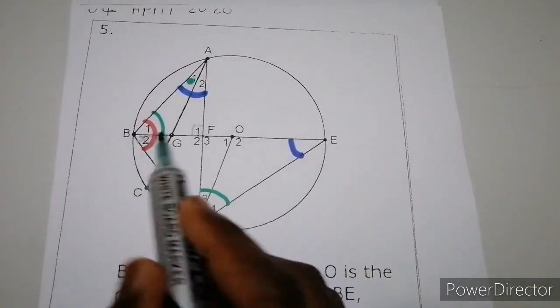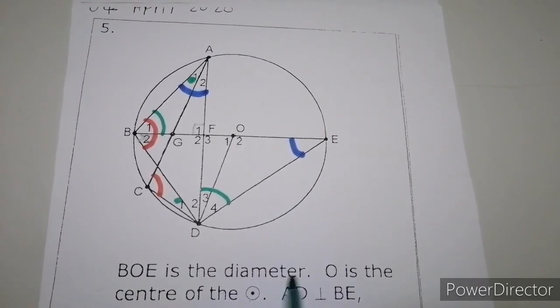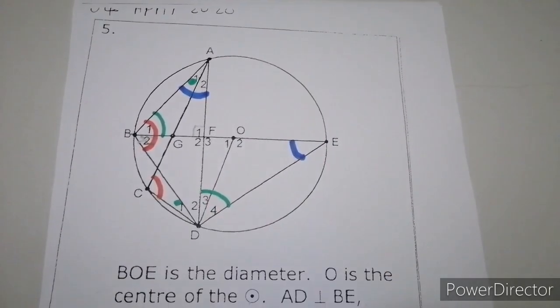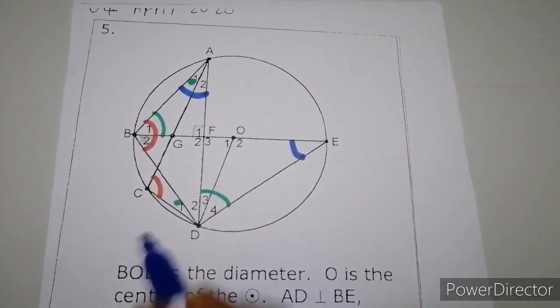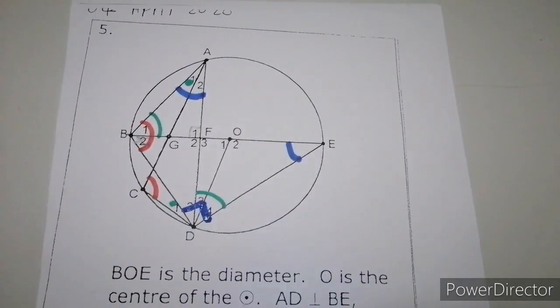Right. And then remember they said BOE is the diameter. Then now we know if a diameter is drawn, then it subtends a 90 degrees angle. This angle is 90 degrees. Angle in a semicircle. Right, I think this is enough about rough work. Then we can answer questions now.